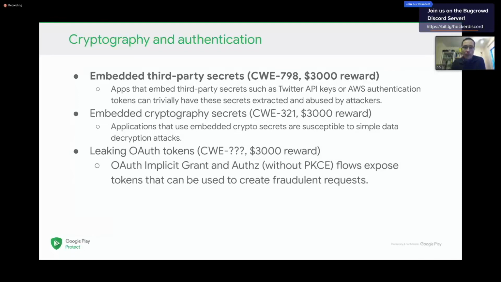And we pay out $3,000 if you find a security vulnerability related to embedded third-party secrets, as we call them. Here I make a reference to CWE, the Common Weakness Enumeration standard by MITRE.